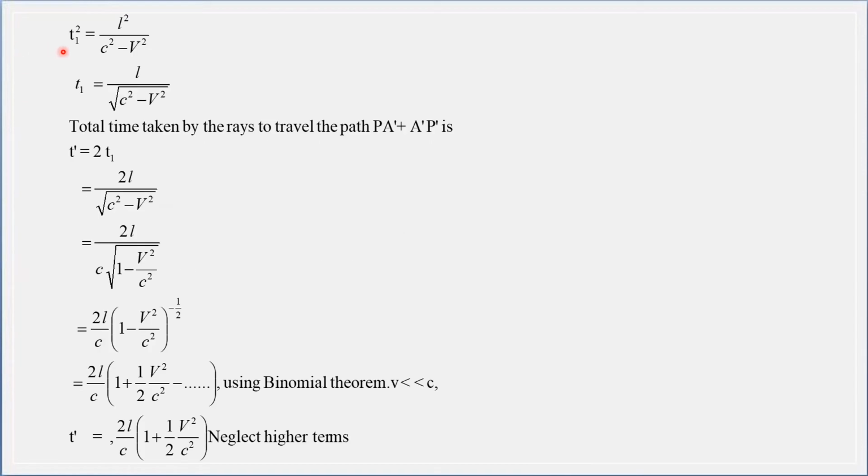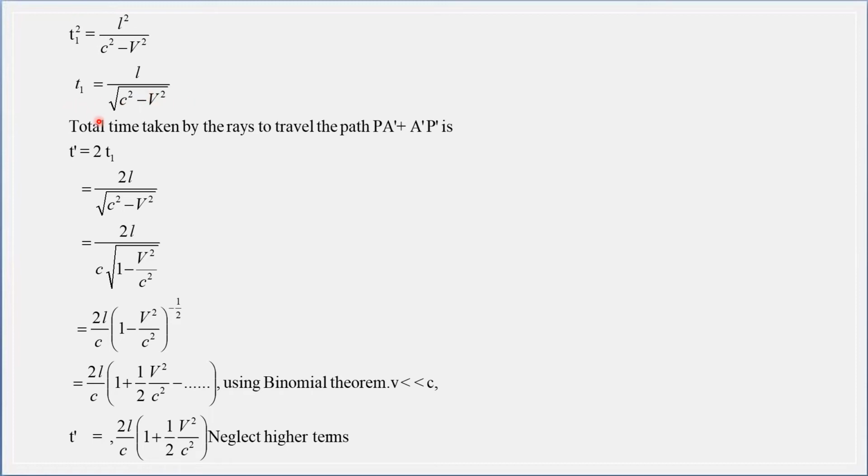From the previous slide, we obtained that T1 square into c square minus v square is L square. So T1 square equals L square by c square minus v square. Then take the root on both sides. So T1 equals L divided by the square root of c square minus v square. So that is the time T1.